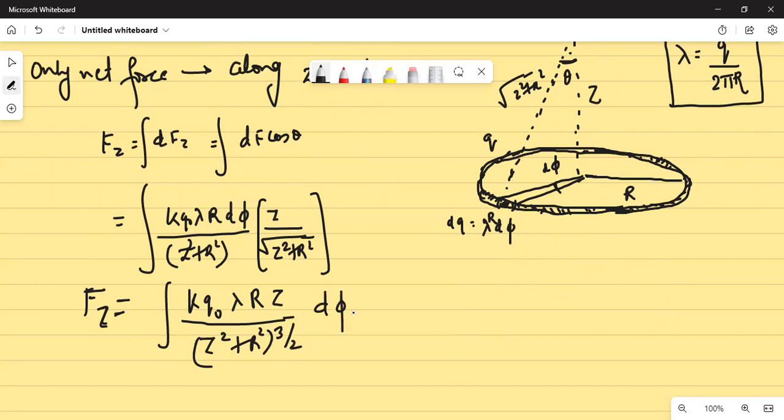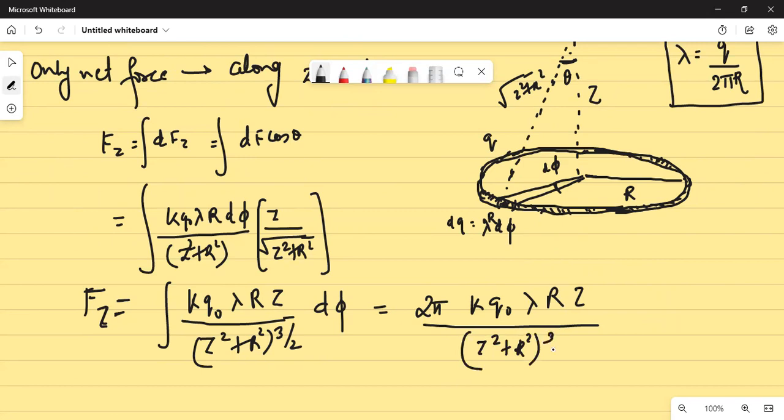Integral d phi. Is that clear? What would be integral d phi over this entire ring? This will be, I think, 2 pi. So this is 2 pi, this is k, then this is q naught, then this is lambda, then this is r. If I'm not wrong, we are not making any mistake, z divided by z square plus r square to the power 3/2. Is that clear?